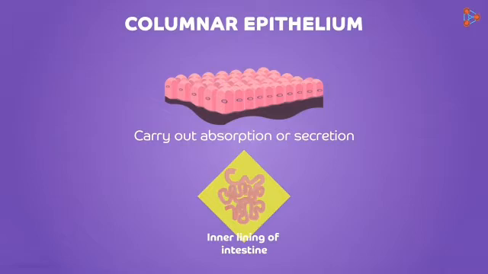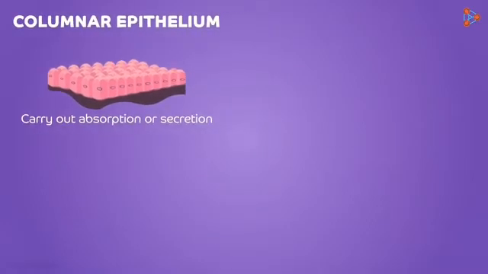The location is that they are basically located at the inner linings of the intestine, where a lot of absorption and secretion ultimately takes place. Furthermore, on the surface of some of the columnar epithelium, there are many cilia. These are hair-like projections. And the movement of the cilia takes place like the movement of grass when the wind blows. Exactly in a similar way, the cilia move. And such kind of epithelium is said to be the ciliated columnar epithelium.